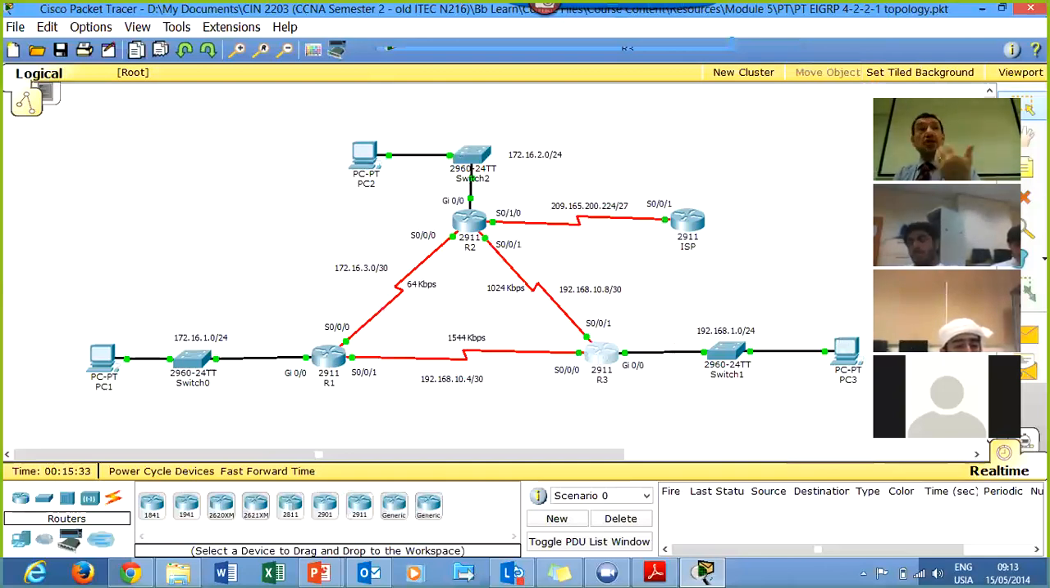Sometimes load balancing is good, when we have 2 ISPs and want to load balance between 2 ISPs to reach a destination. But load balancing here is bad. It's causing a problem. And how did we get load balancing? Because of the automatic summarization that is the default operation of EIGRP.